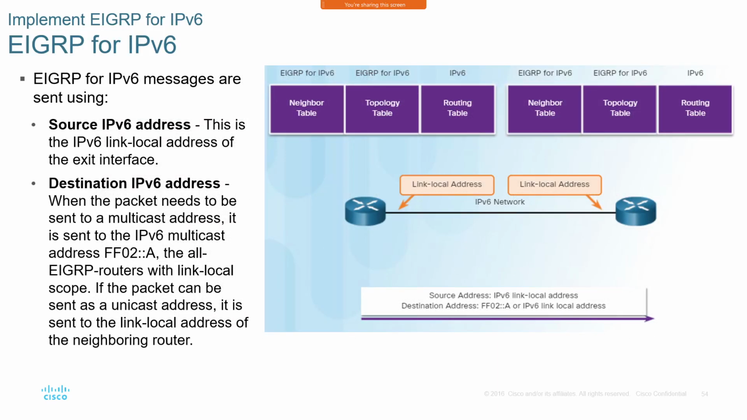EIGRP for IPv6 messages are sent from a source IPv6 address to a destination IPv6 address, which is the IPv6 multicast group address for EIGRP routers, FF02::A. The source IPv6 address of the packet will be the link-local address of the exit interface. Keep this in mind, because we also have the global unicast address in IPv6 networks. That is not the one used by EIGRP for IPv6 as the source of the packet.